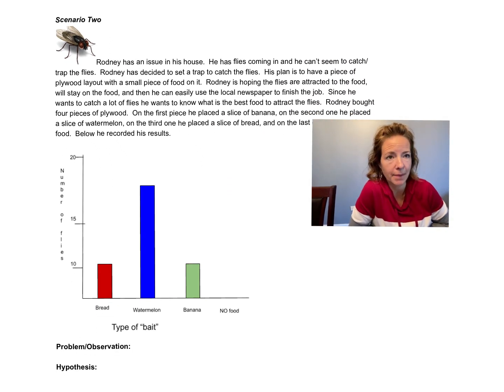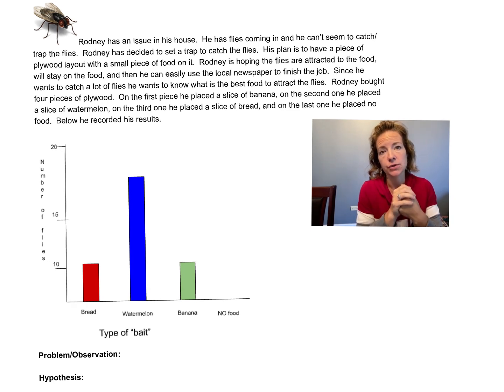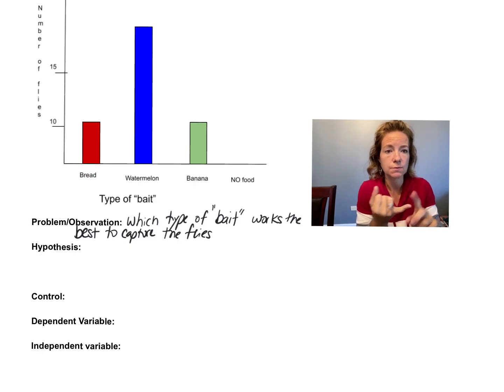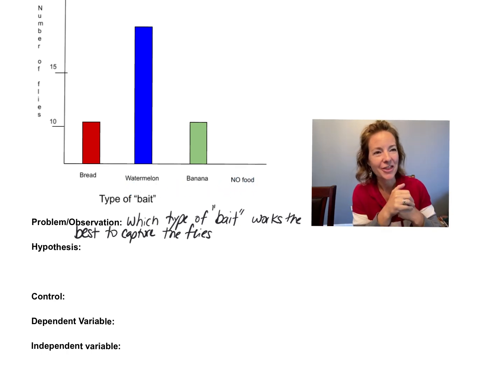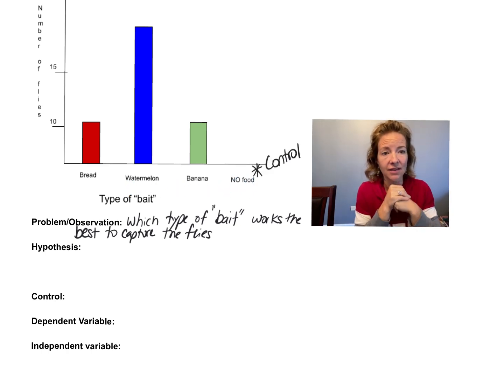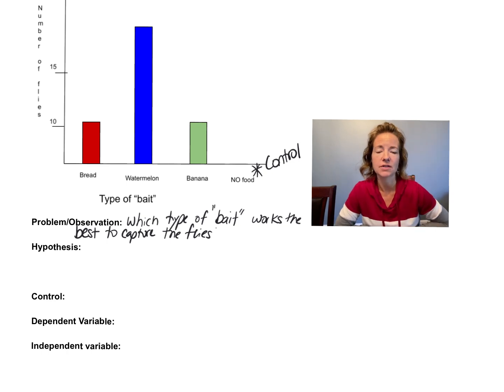Okay, so next we have Rodney, where he's got flies coming in and he can't seem to be able to catch and trap them. So that's his problem. What material is going to capture and trap the flies the best? And so he's going to use bread, watermelon, a banana, and then of course he's got his control, the no food. You can see that in the graph there. So the problem is, what material is going to catch the flies the best?